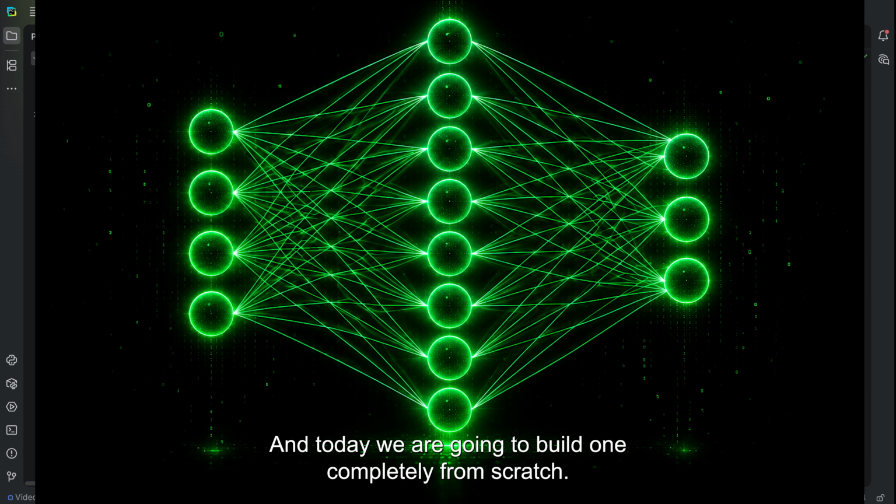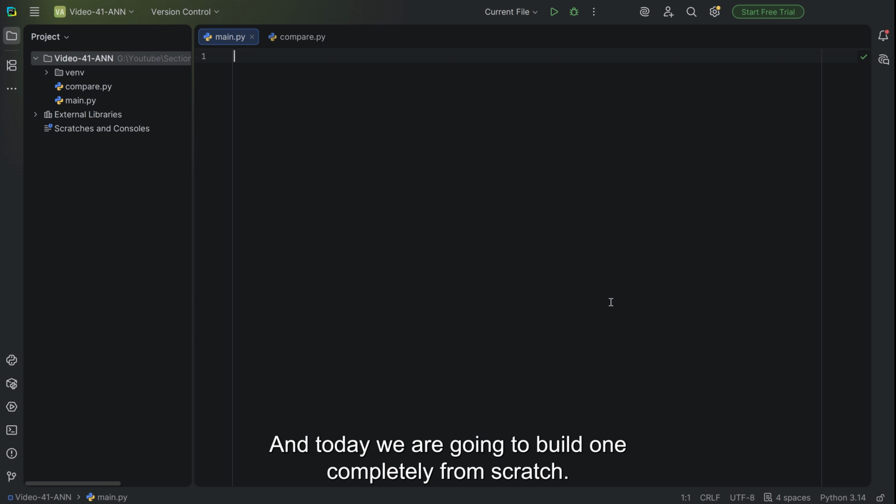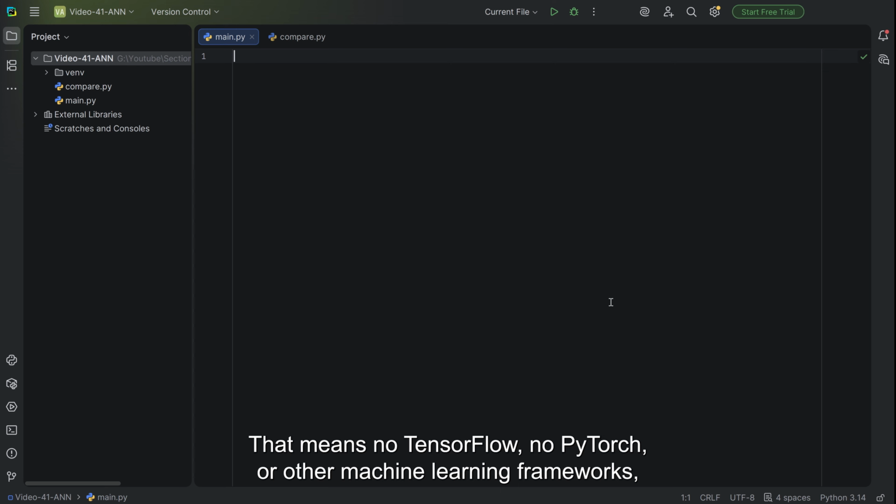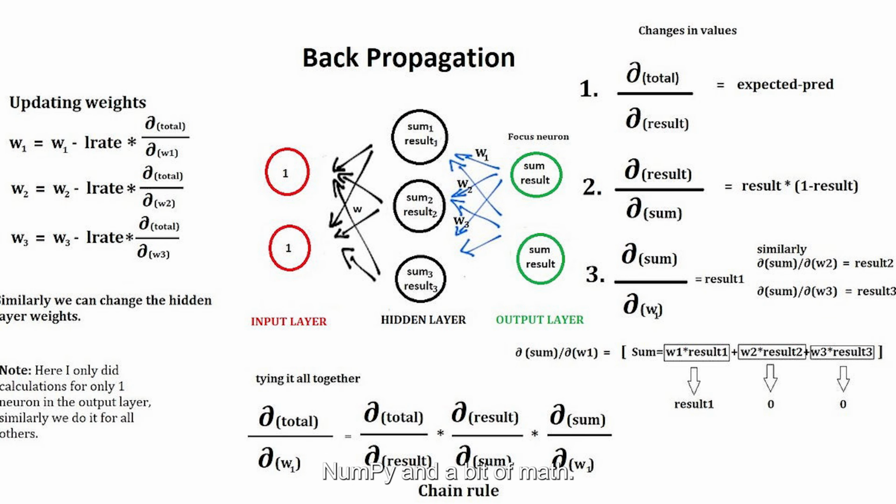This is a neural network, and today we are going to build one completely from scratch. That means no TensorFlow, no PyTorch, or no machine learning frameworks. Just Python functions, NumPy, and a bit of math.